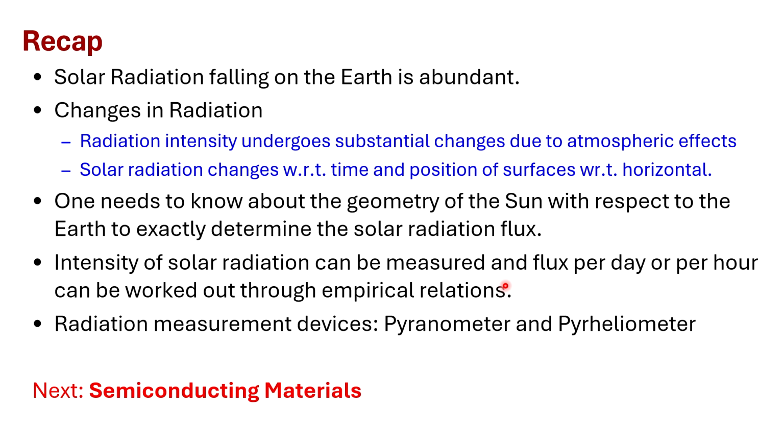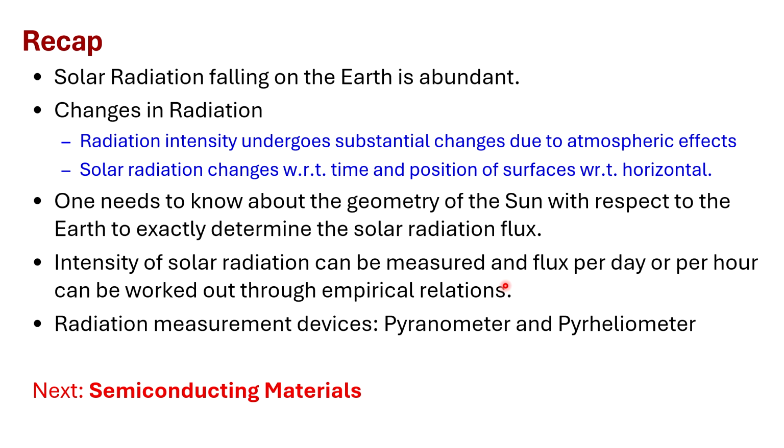And this intensity of radiation that falls either per day or per hour can be worked out through empirical relations, and it can also be measured using certain equipment like pyranometer and pyrheliometer. And there is a reasonable consensus between the measurements and the calculations, and so this allows us to quantify the solar radiation.